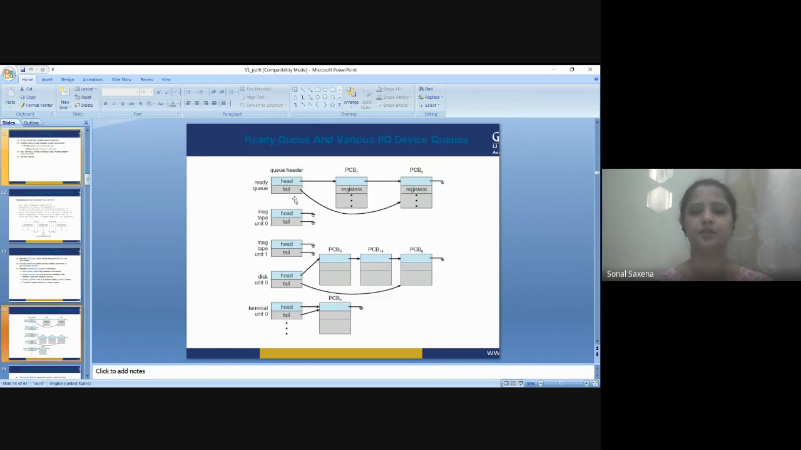These are the various queues you can see here. This is a ready queue, and let me tell you, all these queues are running with the help of a linked list, right? In a dynamic manner. So every queue has got a header. The header always shows where the data is residing, at what address the data is residing.